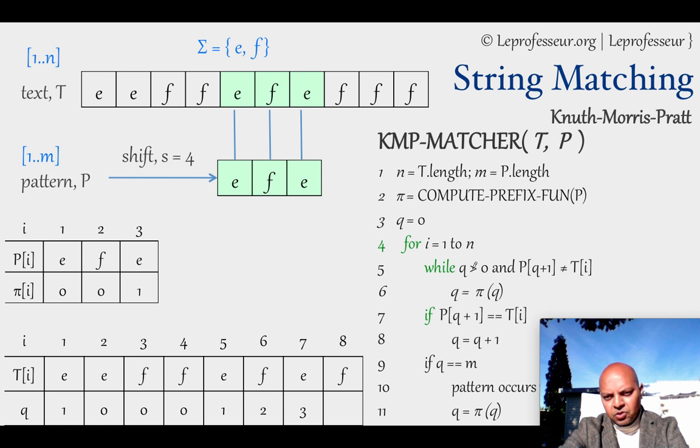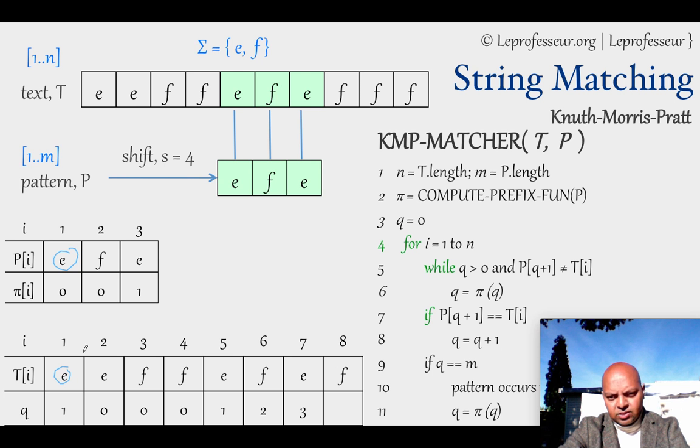So let's talk about q. q is 0, so we don't go to line number 5, and we don't execute line number 6 either because it is under this while condition. We go to line number 7 and try to see if it matches. So p of q plus 1 means q is 0, plus 1 is 1, and p of 1 is E. Does it match with t of i, where i is 1?